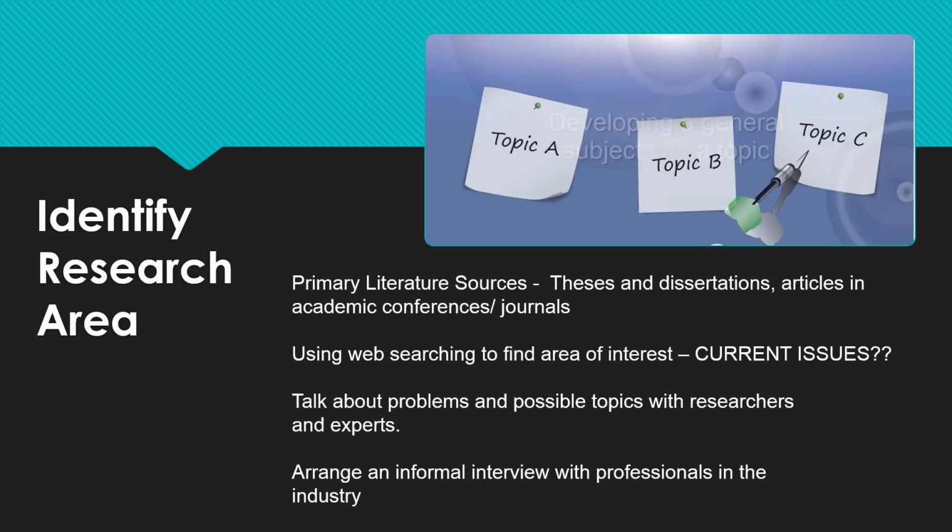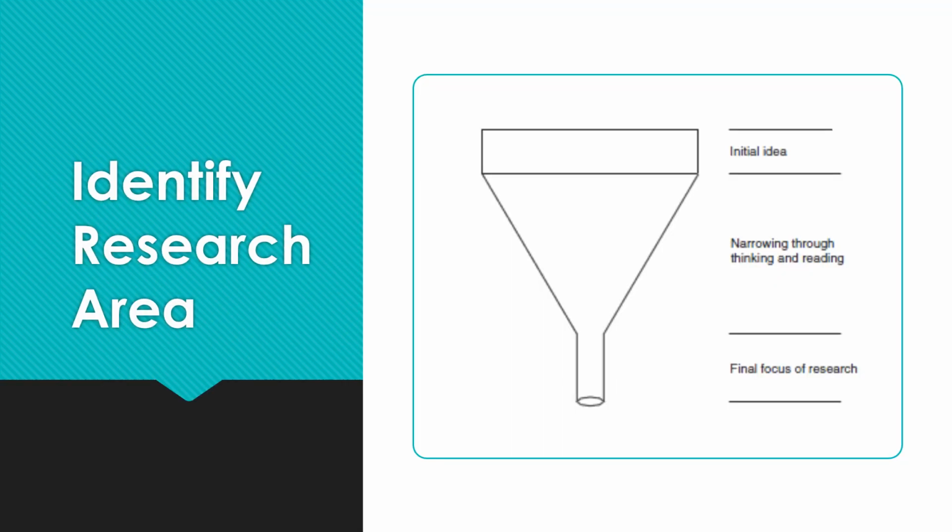And then you identify the research area. How to identify this? You can see what the interests are by reading literature sources such as theses, dissertations, and articles in either conferences or journals. You can also use the web to search the area of interest and current issues, and talk about the problems and possible topics with researchers and experts. Or maybe you would like to have some informal interviews with professionals in the industry.